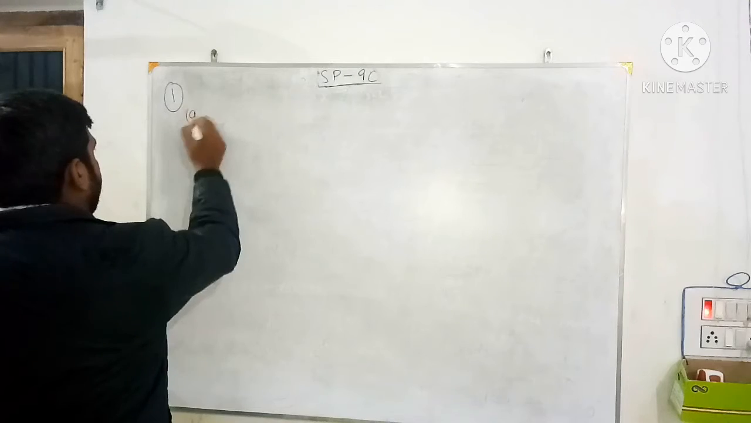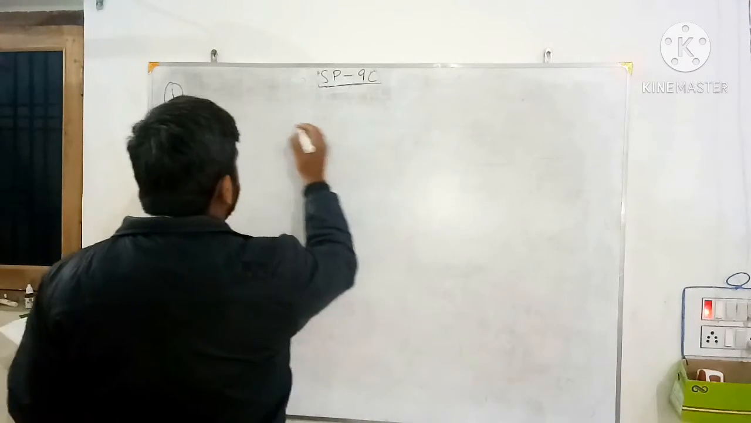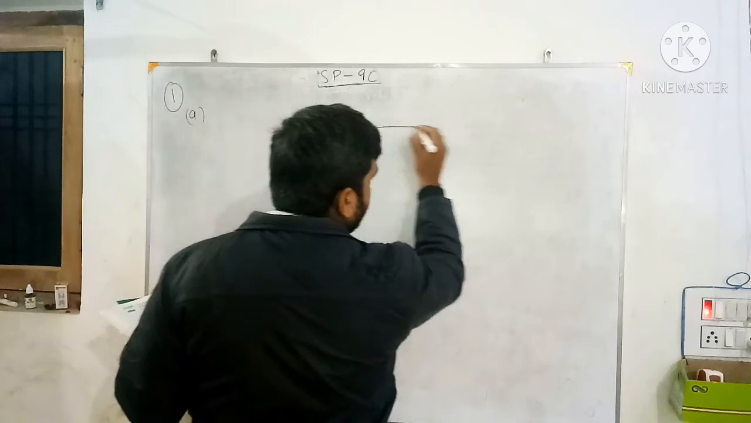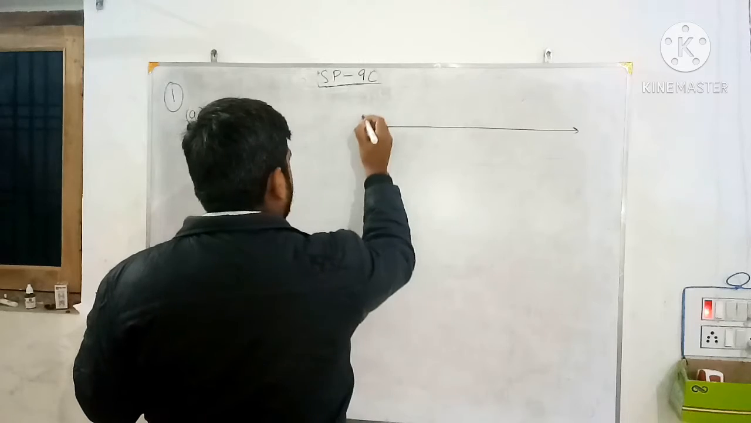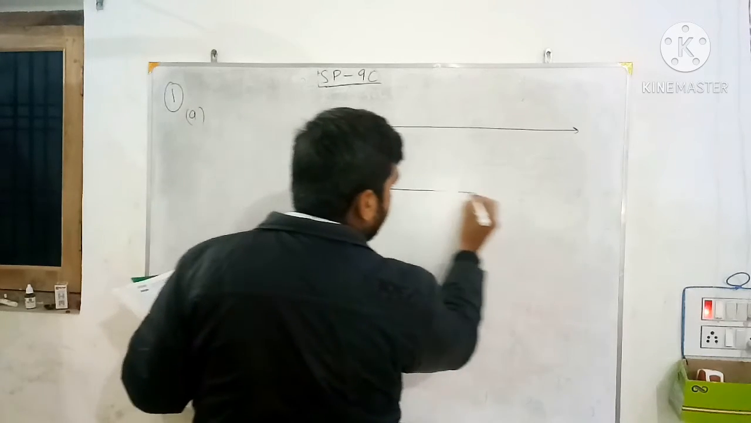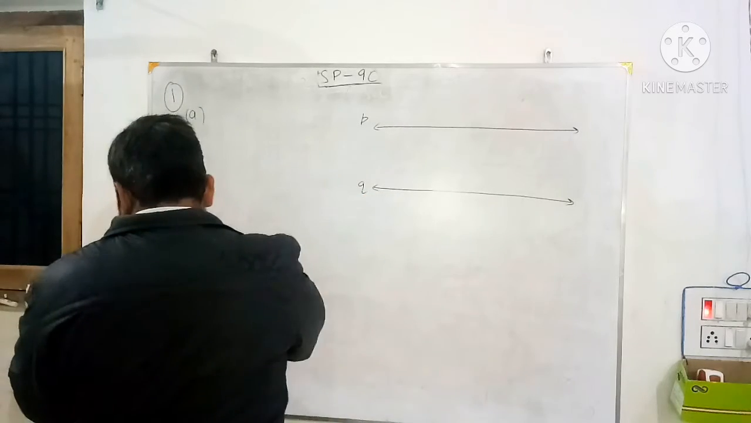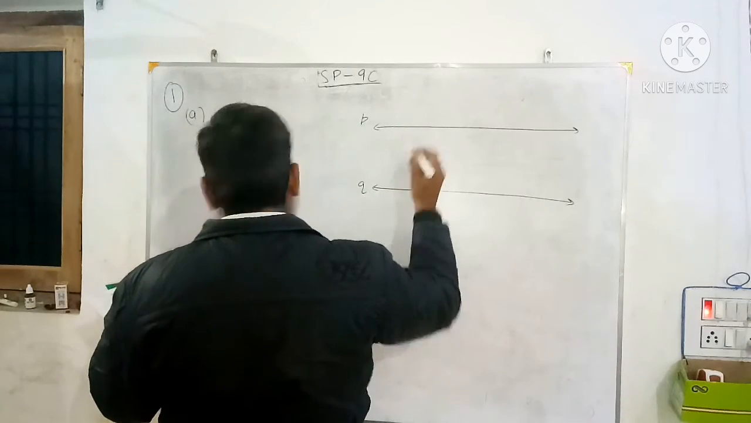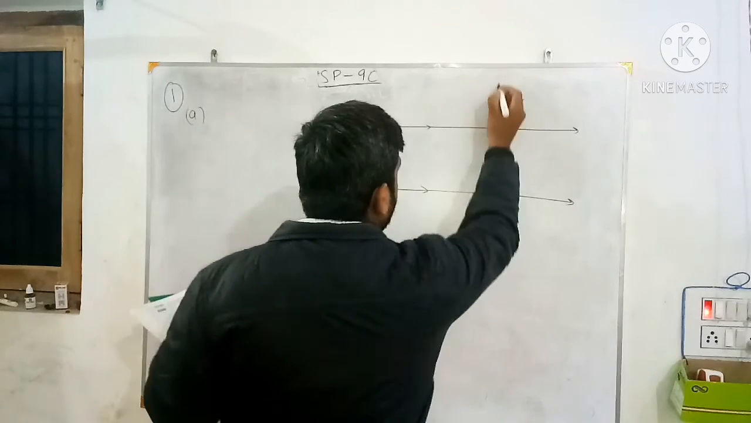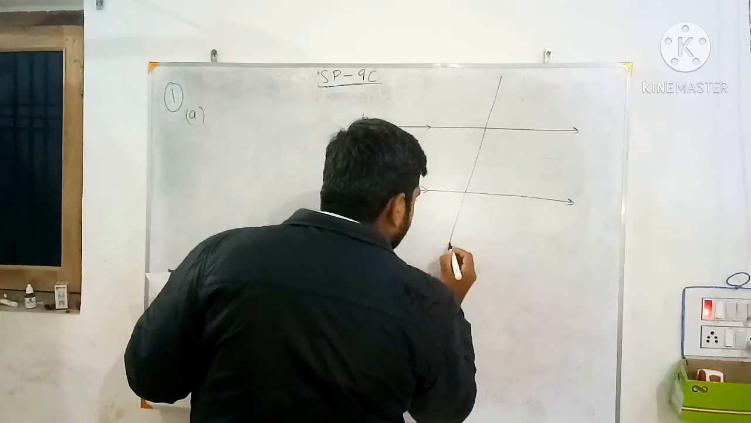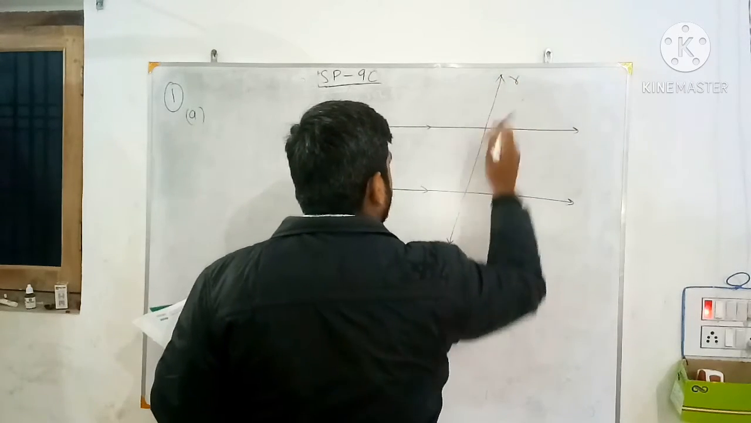See 1A. There are two parallel lines P and Q. This is line P. Another line parallel to P, that is Q. Lines P and Q are parallel, so these two lines are parallel as marked in the figure. Now this is the transversal line R.